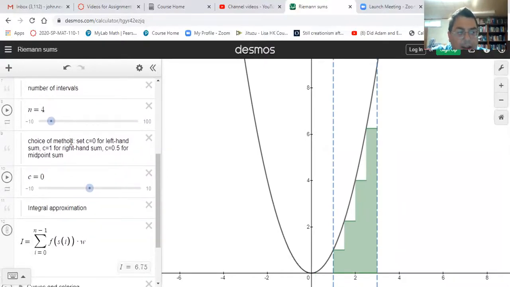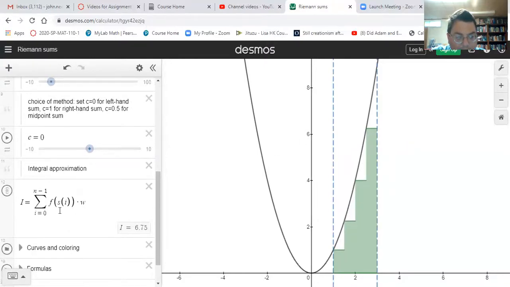So this is my left endpoint, right endpoint of the interval, number of intervals. And then it says you choose c equals 0 for a left-hand sum, c equals 1 for a right-hand sum, and z equals 0.5 for a midpoint. Okay, so let me just do the left-hand sum. Here it's the left endpoint for each of these intervals, creating the height of each rectangle. And this is the formula here. You can see I get 6.75, just like I did before.